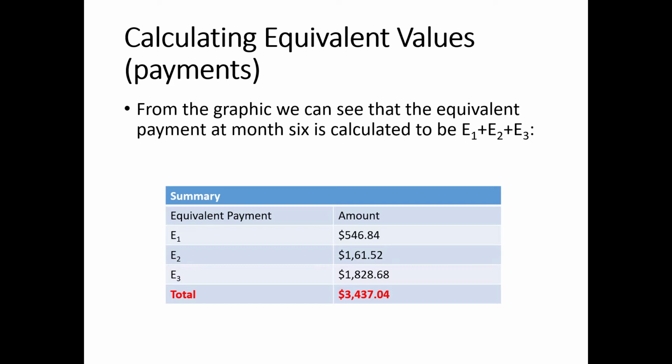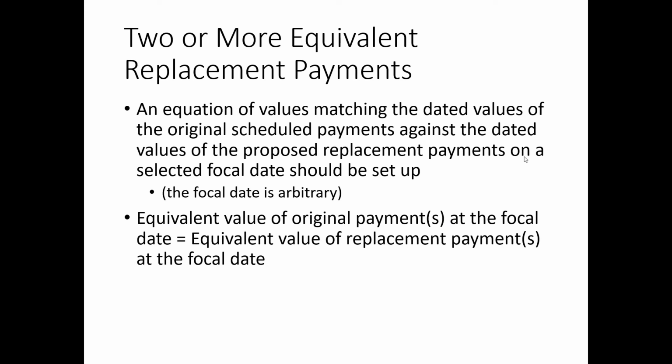Okay, a couple more scenarios. Nothing really new. We did it for one equivalent payment. We can also do it for two or more. 2, 3, 4. We'll just worry about 2s and 3s. Equivalent payments. So you have a couple of payments, and typically the 2 payments will be equal to each other, or the 3 payments will be equal to each other. We'll pick a focal date like we always pick a focal date.